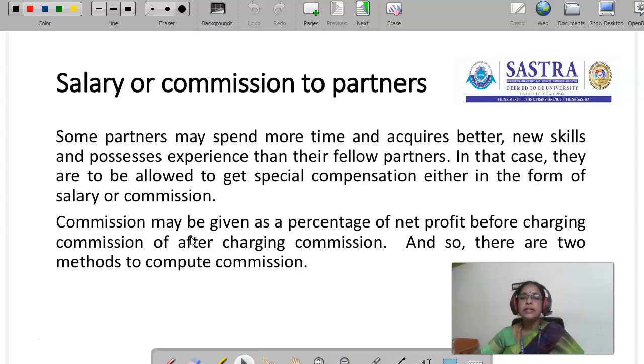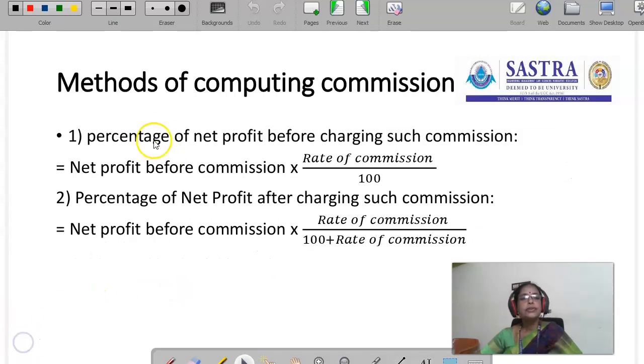In the commission calculation, we have to consider two things. One is the commission may be given as a percentage of net profit before charging commission or after charging commission. There are two methods, and so we must know how to calculate commission to the partners. As I told earlier, the first method is percentage of net profit before charging commission.